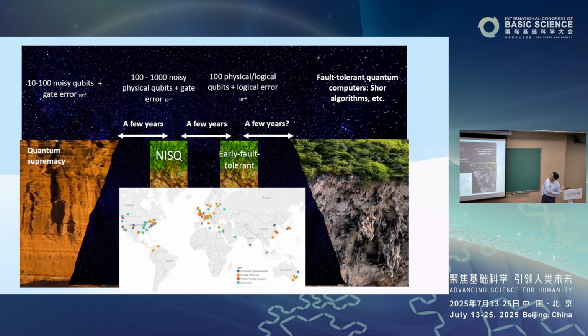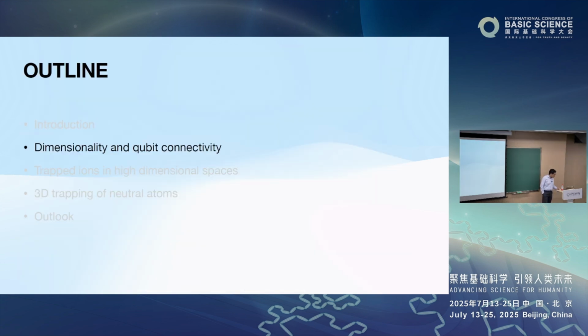Some of you might have seen this slide from yesterday, that we have a few gaps to really reach a fault-tolerant quantum computer that can run Shor's algorithm to tackle the factoring problem. And there are many groups in different places in the world that are all working on this. Next, I want to talk to you about the importance of dimensionality and qubit connectivity.